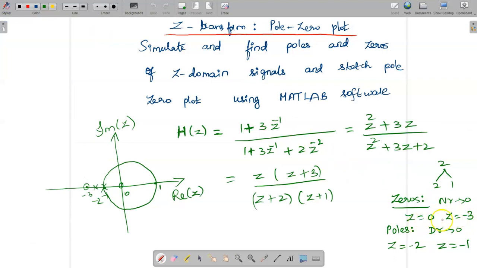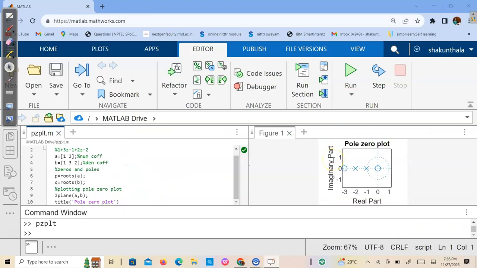Okay, so z equal to 0 and z equal to -3, the zeros are available. As what we have plotted over there, here also the unit circle is represented. Apart from the zeros and poles, the unit circle is represented. Here the title has been given, so that also automatically will be displayed above the plot.